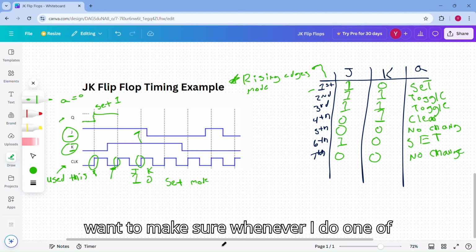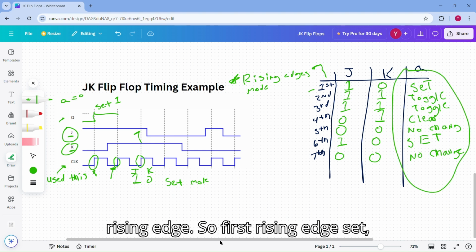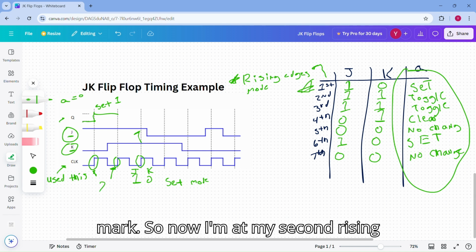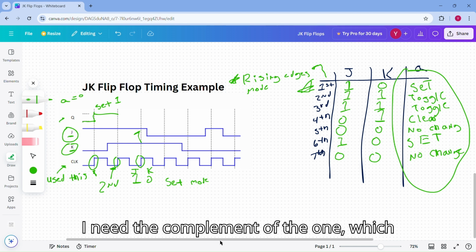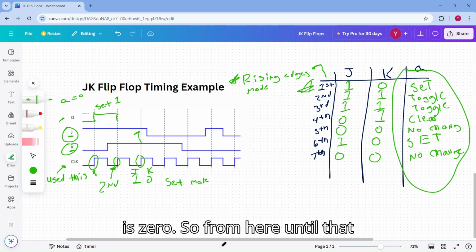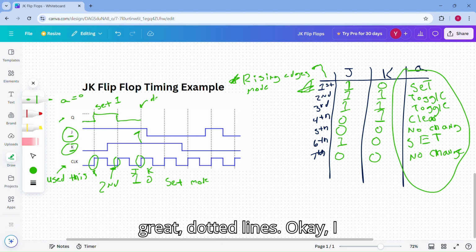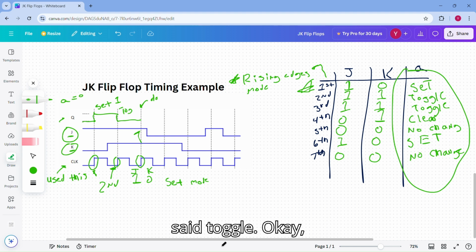And I want to make sure whenever I do one of these changes, it's based off of that rising edge. So first rising edge, set, we already did this one. That's a check mark. So now I'm at my second rising edge and I know that I'm going to toggle, okay? So I'm at a 1, so what does that mean if I need a toggle? I need the complement of the 1, which is 0. So from here until that next rising edge, which is indicated by these dotted lines, which is great, I toggled. So that's my second step. So I said toggle, okay.